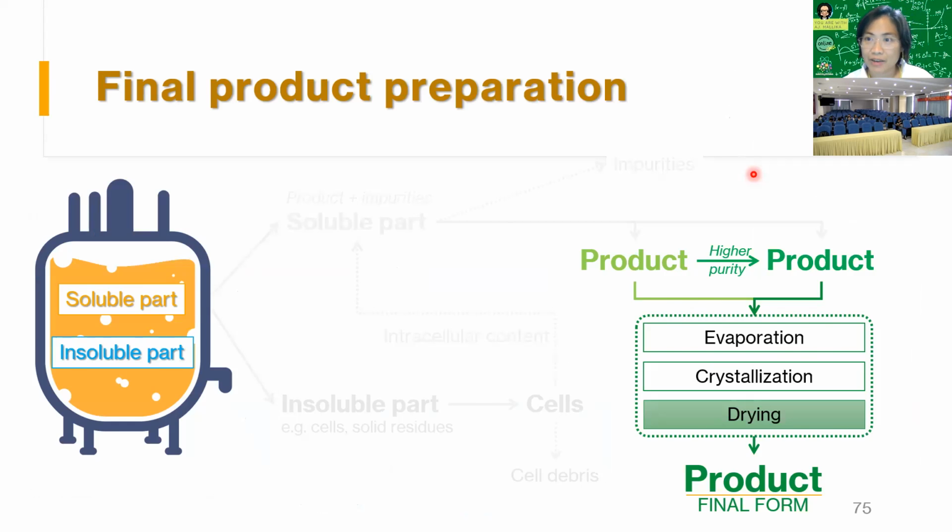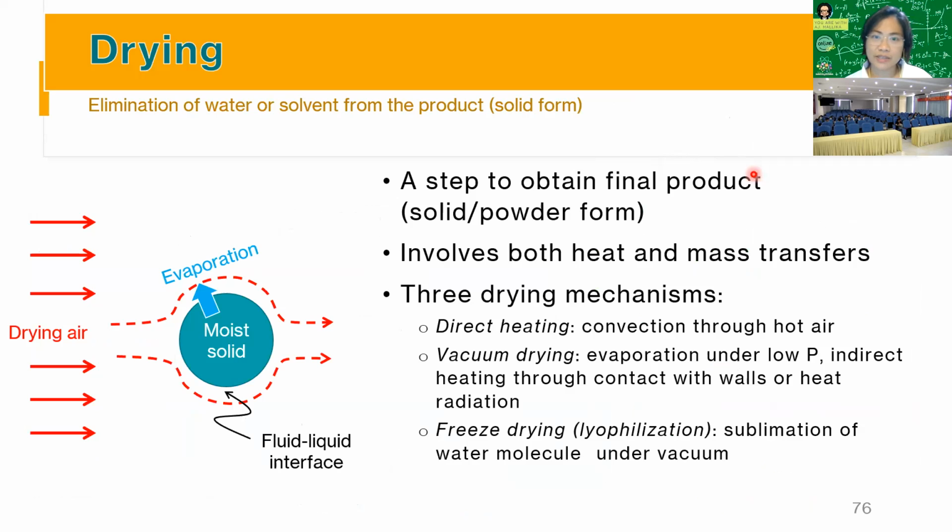So it's about drying. I'll go quick with this one. Drying is basically the final step to obtain the final product. It also involves heat and mass transfer. Drying is taking away water, but it's different from evaporation because drying is making things dry, making the moisture of the thing very small.